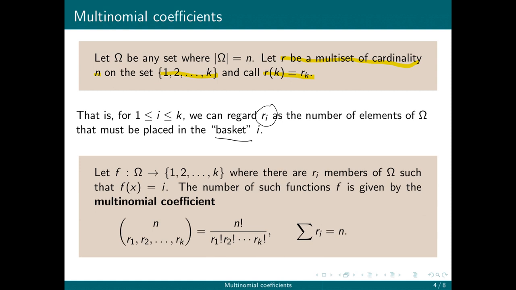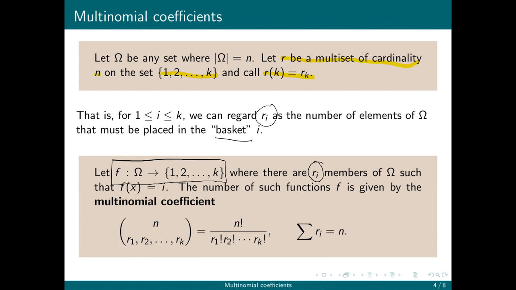All right, so here's the rest of the setup. F is going to be a function that takes omega and assigns its elements to each of the numbers between 1 and k. So I'm going to take elements of omega and I'm going to say you're going to get labeled with the number 1, you're going to get labeled with the number 3, you're going to get labeled with the number 27, you're going to get labeled with the number k, and I'm going to do that over and over again for each element of omega. I'm going to do that until each number has received its multiplicity of members of omega. That's what the sentence says.